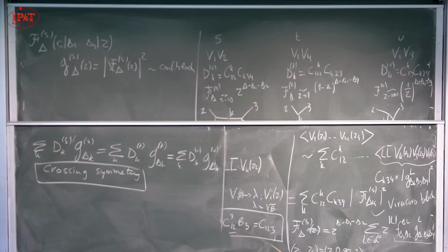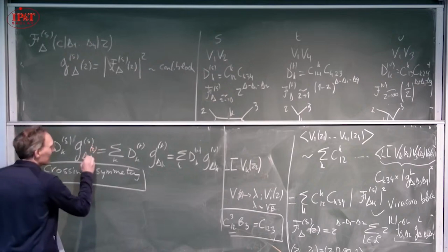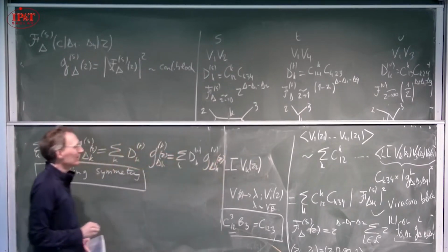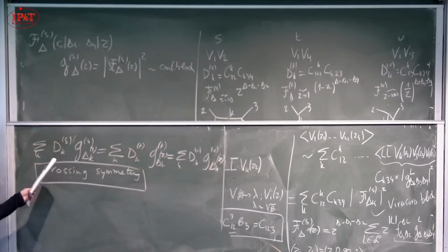When does it depend on Z? The dependence on Z, yeah, it's in the blocks. Sorry. So each one of these blocks depends on Z, whereas the coefficients here are constant.